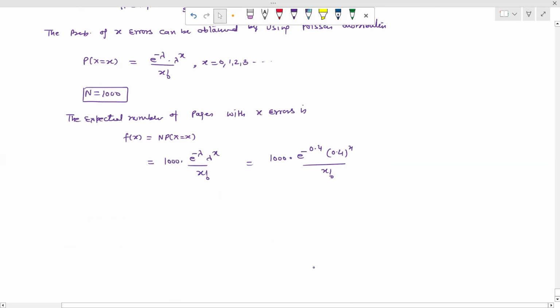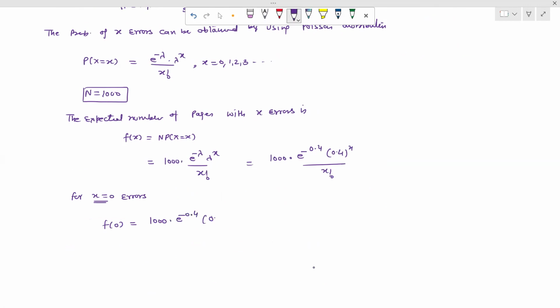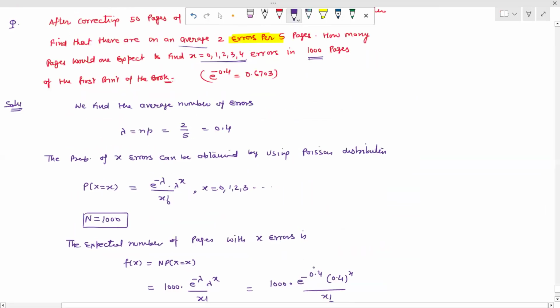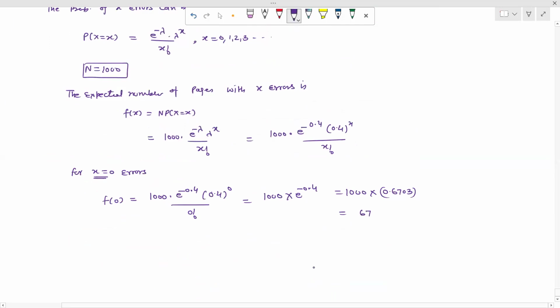Now we shall find the number of pages for x equal to 0 errors. How many pages have 0 errors? That means we can calculate the value of f0. F0 is 1000 into e raised to the power minus 0.4 into 0.4 raised to the power 0 upon 0 factorial. So this is 1000 into e raised to the power minus 0.4. The value of e raised to minus 0.4 is 0.6703, which is given in the question directly. When we multiply these two, this gives us 670.3.